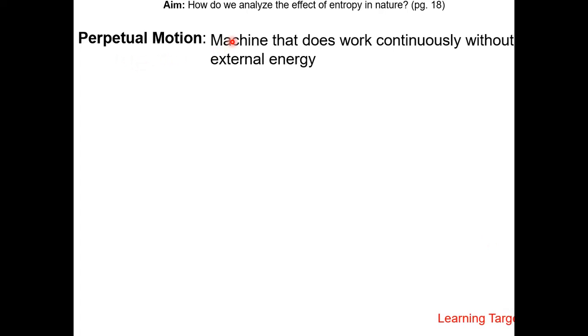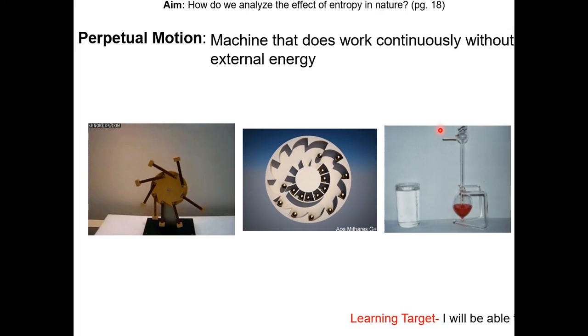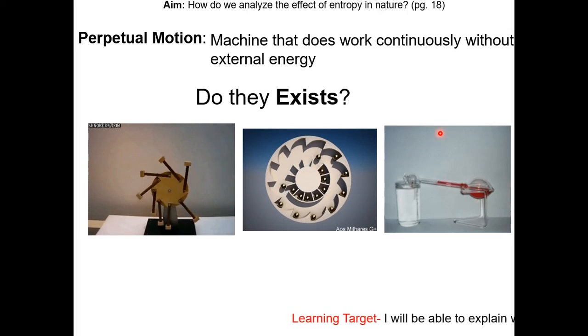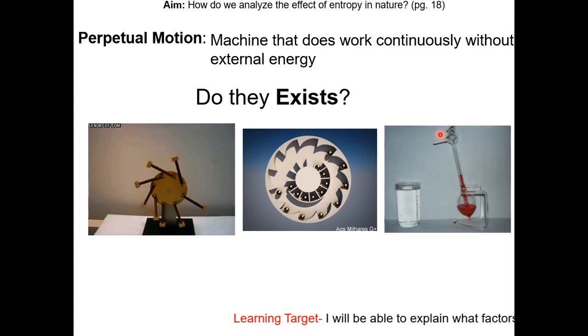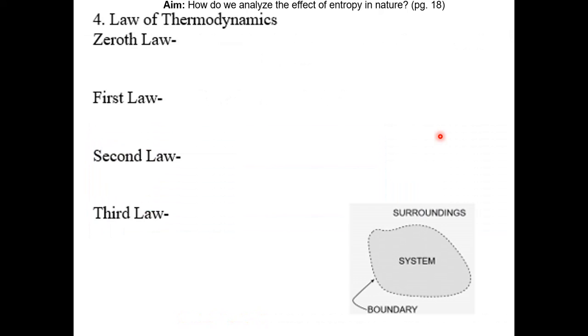Perpetual motion is a machine that does work continuously without external energy. Here are some examples of perpetual motion. The question is, do they exist? Take a moment to watch a TED video about perpetual motion. The link to the video will be in the description. Once you watch the video, resume this one.